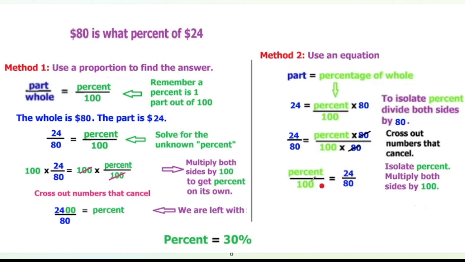Now we need to get percent totally on its own, so we're going to multiply both sides by 100. Because percent is being divided by 100 here, the opposite of divide by 100 is multiply by 100. And you do that to both sides of the equation. The hundreds cancel out, and then we're left with percent equals 2400 over 80. That's exactly the same as before. When you calculate this out, percent equals 30%. And that's all there is to that problem.